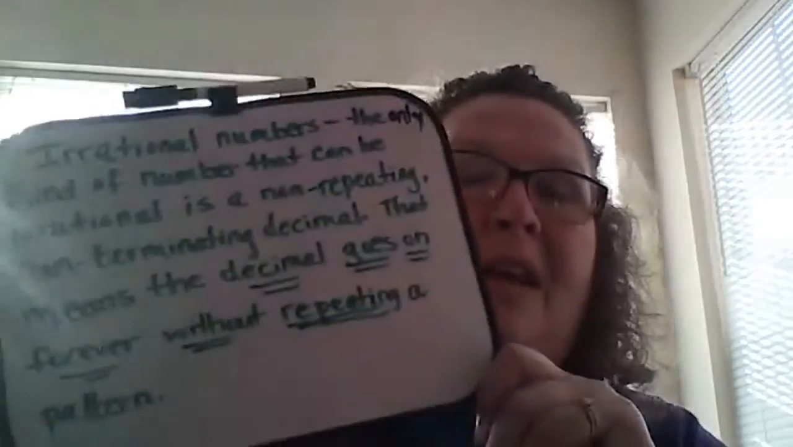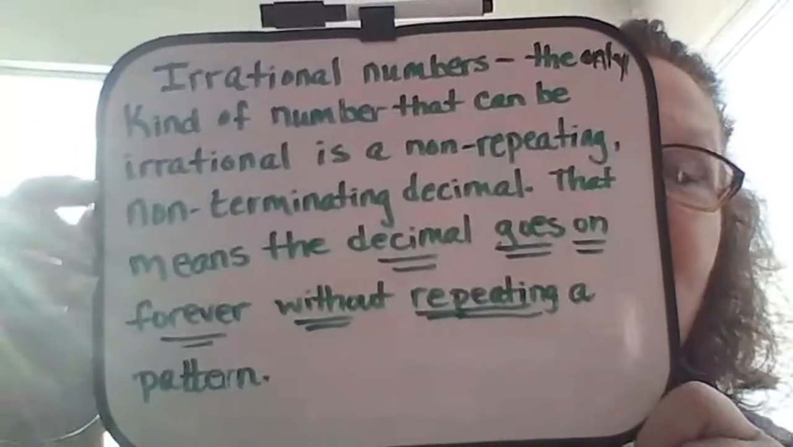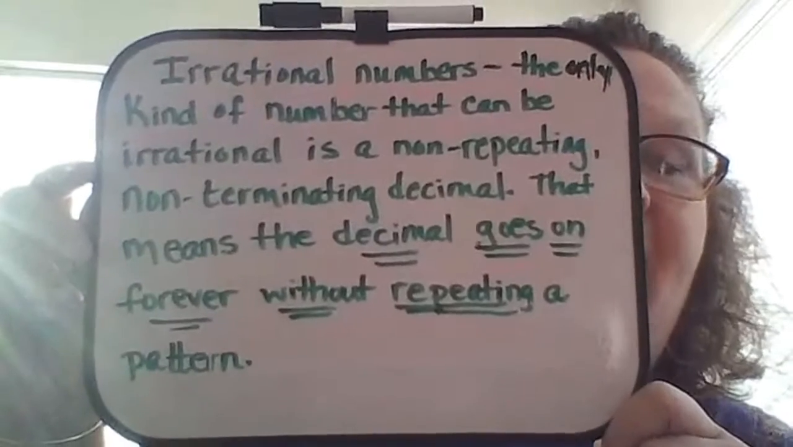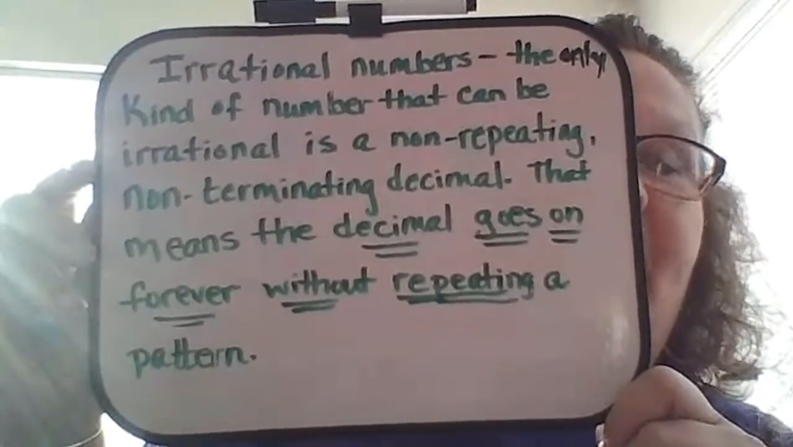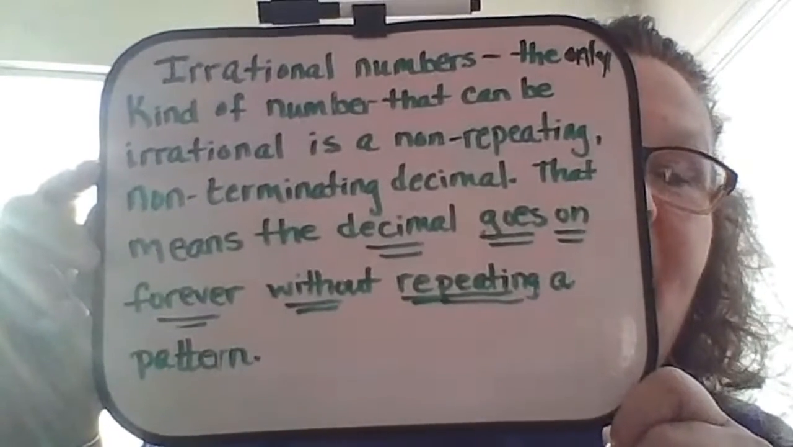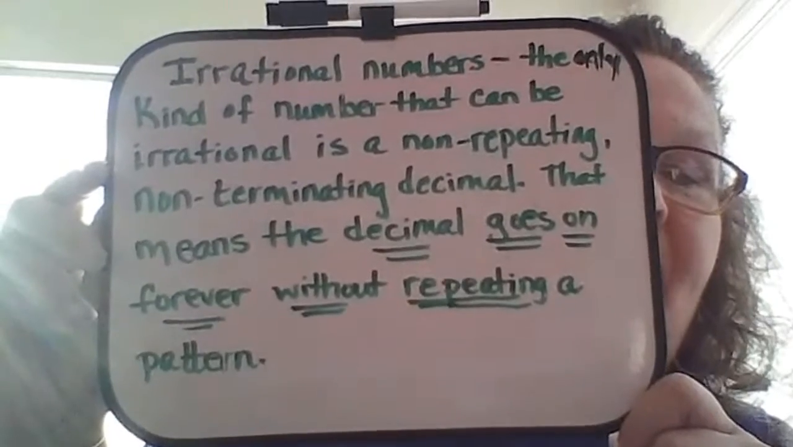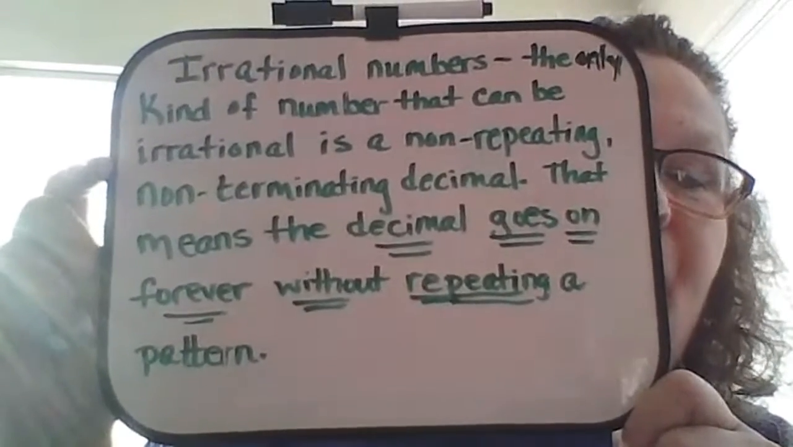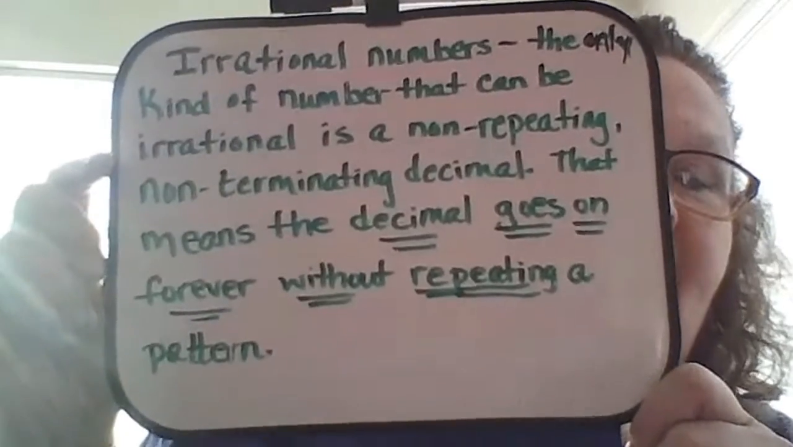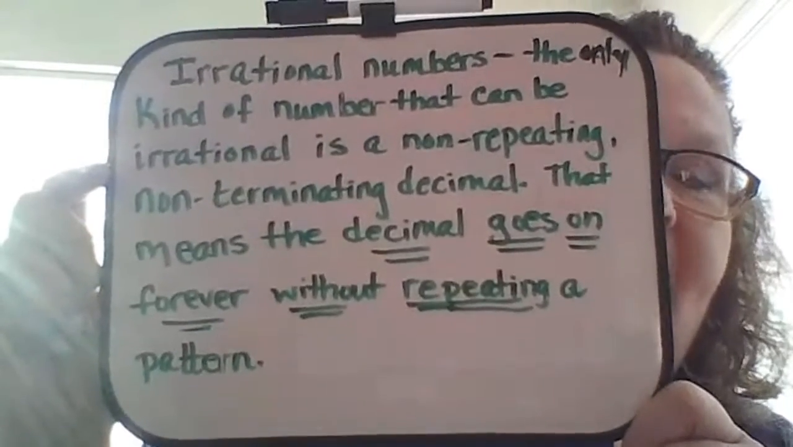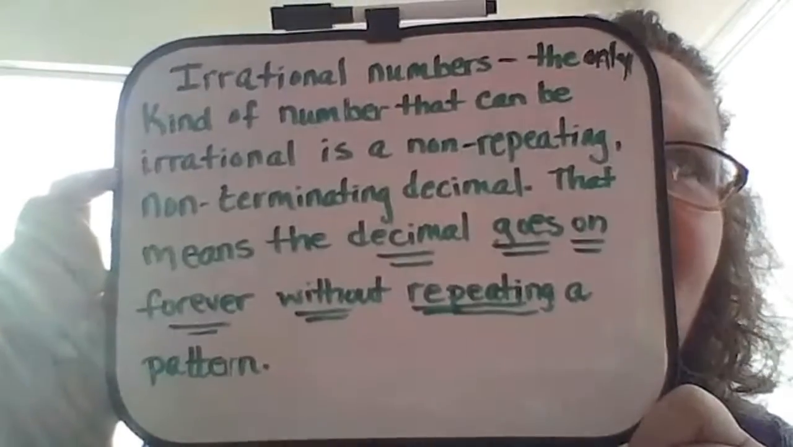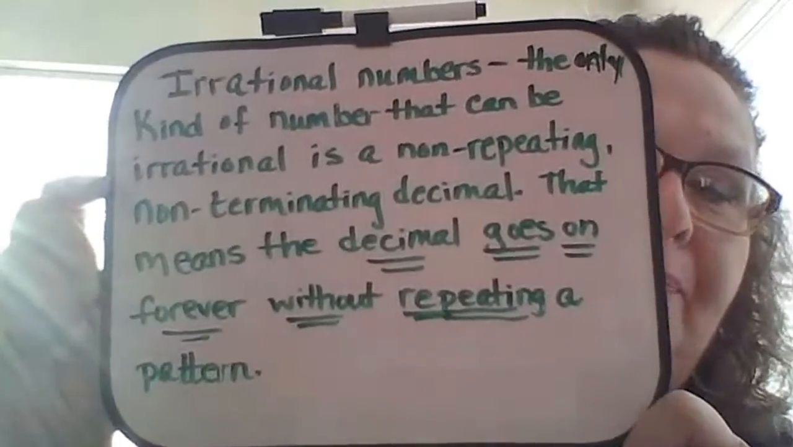Now we're going to talk about irrational numbers. There's only one thing that can be irrational. It says here in your definition, the only kind of number that can be irrational is a non-repeating, which we know means it doesn't repeat, non-terminating, which means it doesn't end or it goes on forever, decimal. So a non-repeating, non-terminating decimal. That is the only thing that is irrational. Every other number is rational.